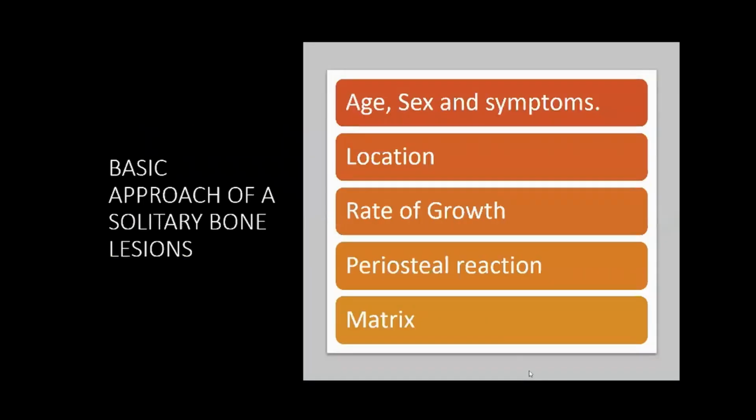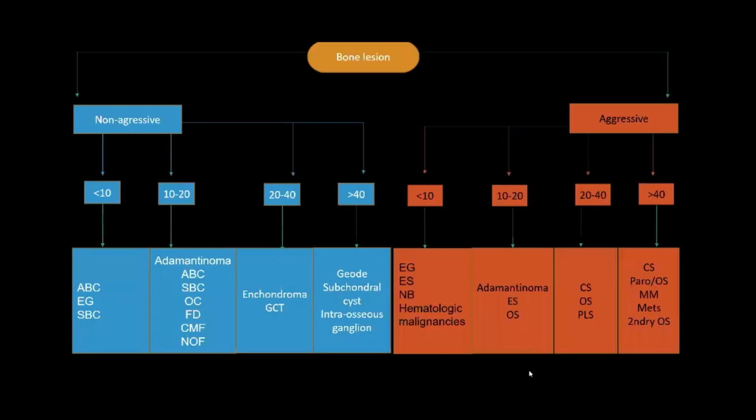So the basic approach to a solitary bone lesion: first, the age, the sex, symptoms, the location, the rate of growth, periosteal reaction, and the matrix. All of these will be explained in detail. The bone lesions are either aggressive or non-aggressive. Less than 10 years: aneurysmal bone cyst, eosinophilic granuloma, simple bone cyst. From 10 to 20: adamantinoma, aneurysmal bone cyst, simple bone cyst, like that.